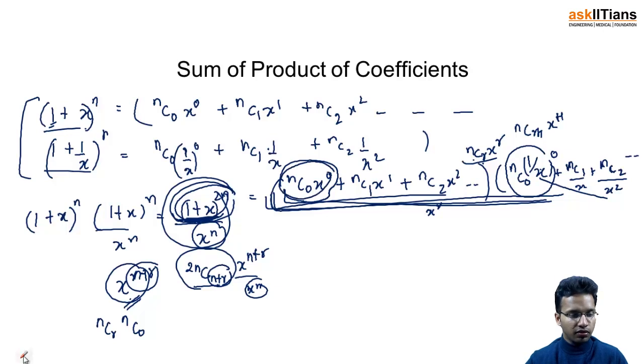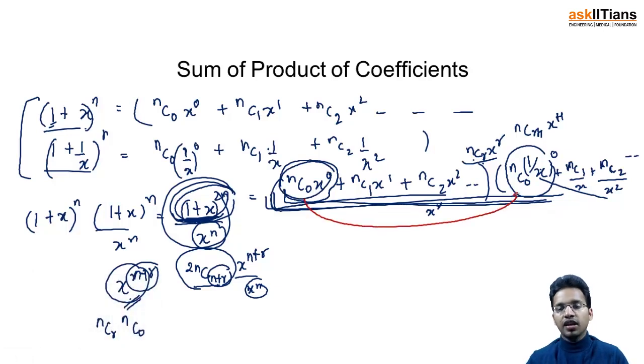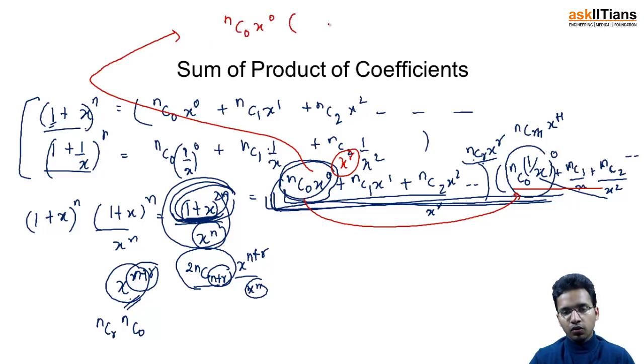I'll use some other color so that it does not get mixed. If I am multiplying it with any term here, I am never going to get x raised to power r. Why? Because here the powers are decreasing. And keep in mind how we will be multiplying. Again, I'll open this up maybe here so that it does not get mixed up. We'll multiply x raised to power 0 with the whole thing, plus I'll take the second one.